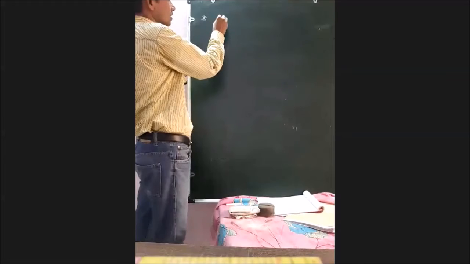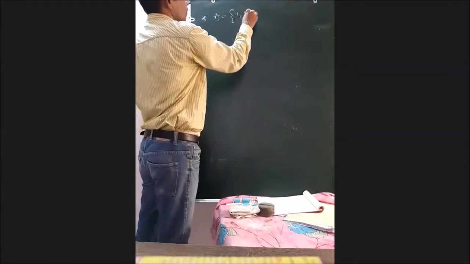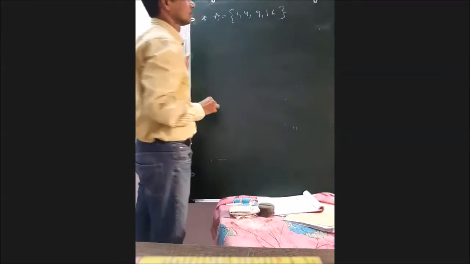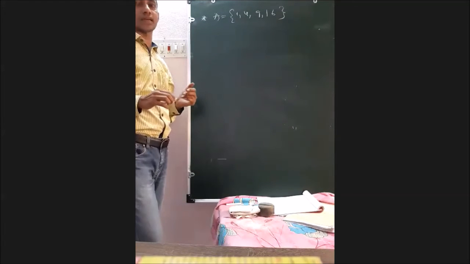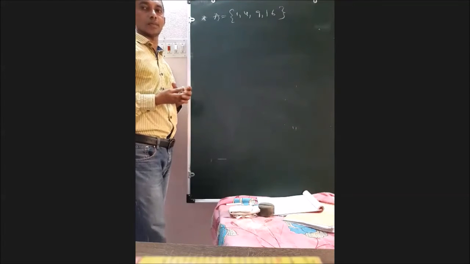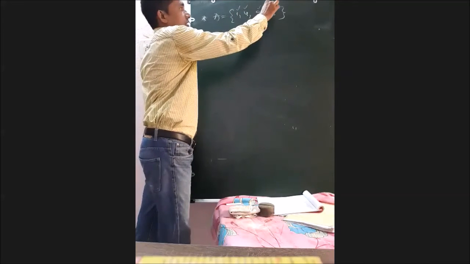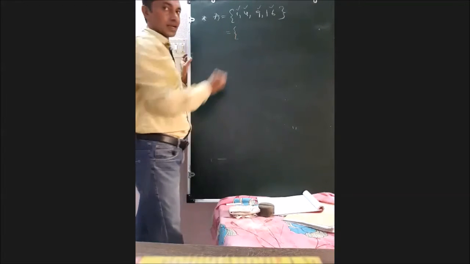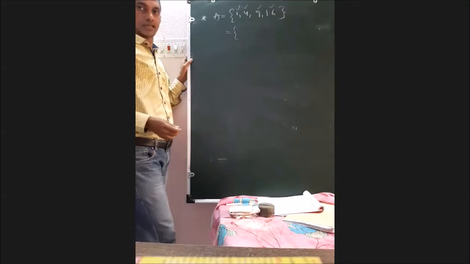Now here, if A is equal to {1, 4, 9, 16}, it is one collection of numbers. What kind of numbers are these? Can anybody say? These are all 1 square, 2 square, 3 square, and 4 square. So these are all the square numbers up to 16. I can say it like that.